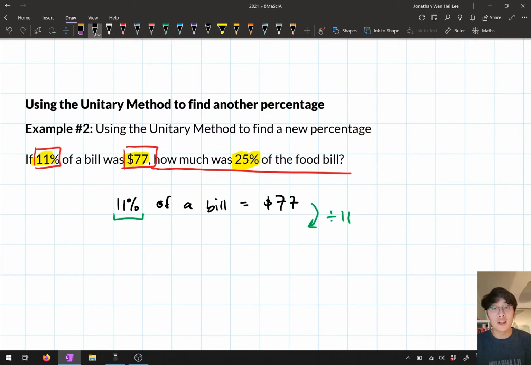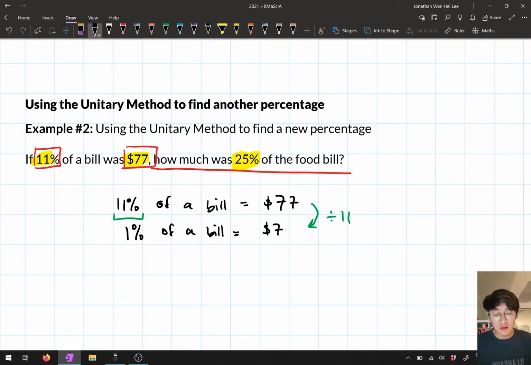So when I divide by 11, no matter what, whenever you divide a number by itself, you just get 1. So here, 1% of a bill is equal to, well, I divide 77 by 11, that will give me 7. Okay, so that's the first step. I'm going to divide by the percentage, not the amount.